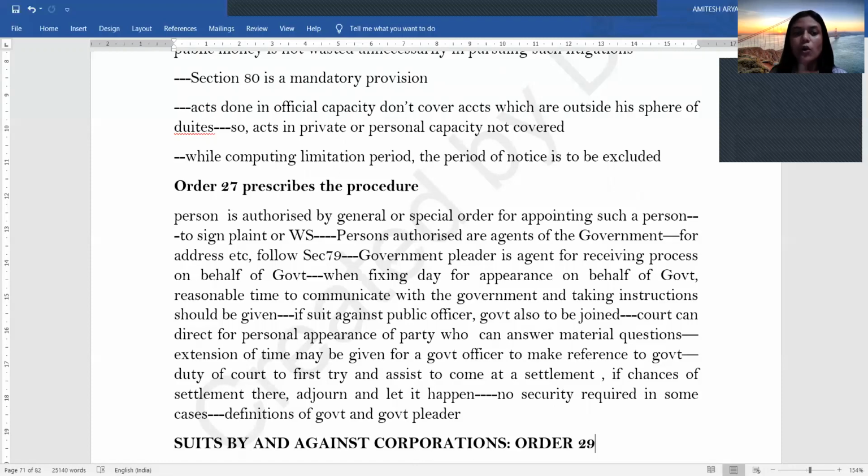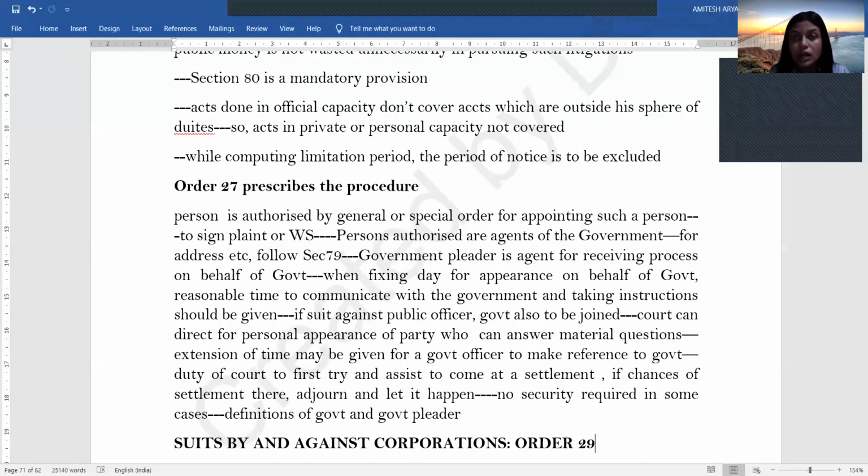And here the court can also direct the personal appearance of any party or person who can answer material questions. Time extension can also be given here. It is generally given quite liberally because the court understands this is not the only work the government officials are dealing with. So they can be given time to make more references to the government and take all the legal consultations they want with the law officers, and then come back.